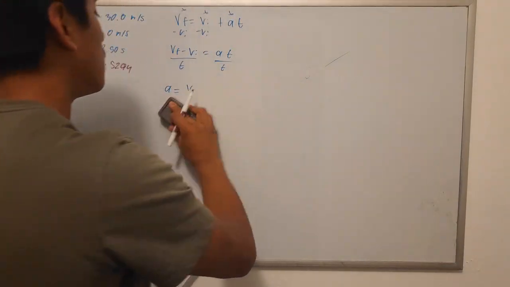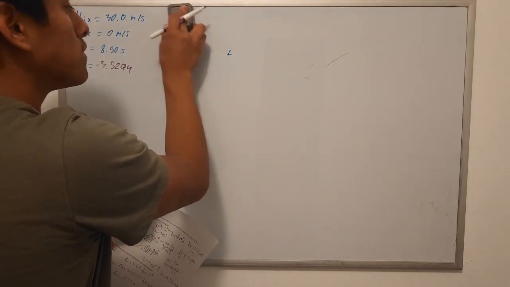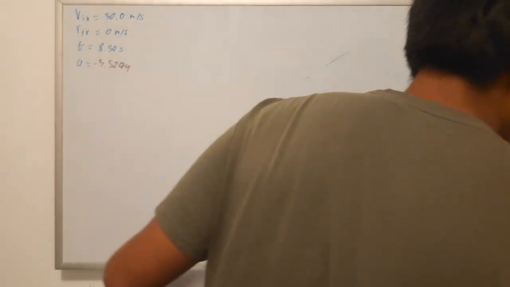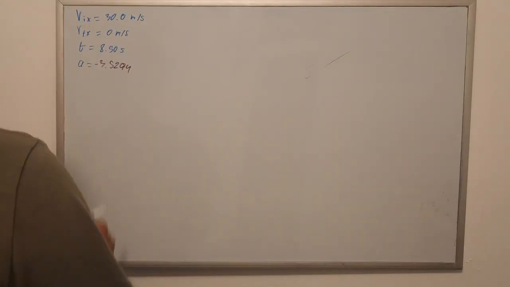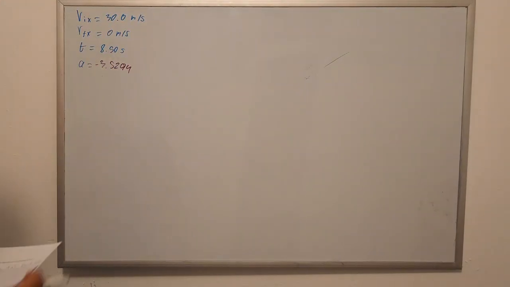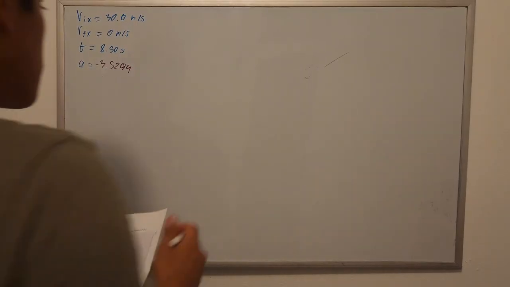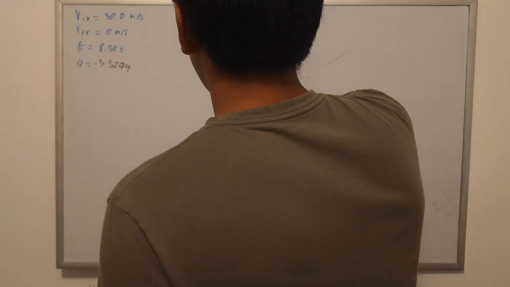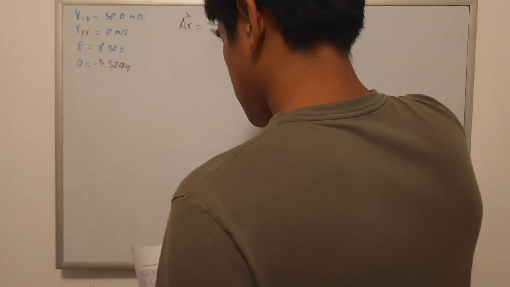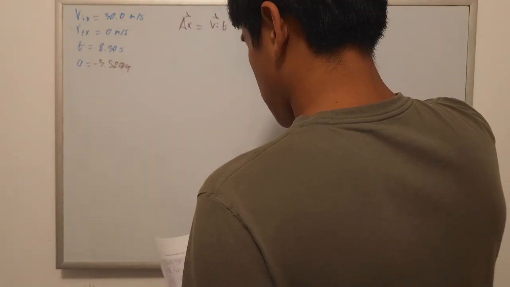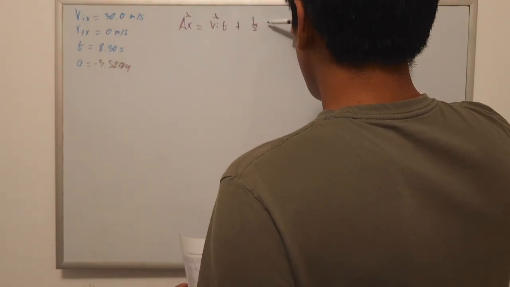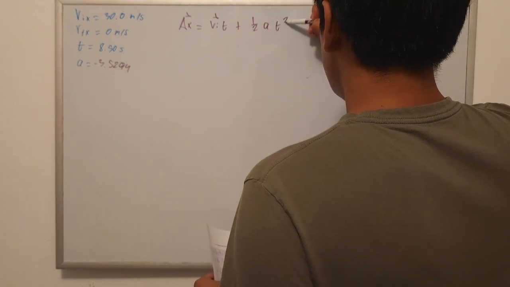Erase this. So now we're looking for the displacement. We have four variables and we're looking for displacement, so we're going to use the easiest equation, which is just delta x equals velocity initial times time plus 1/2 at squared.